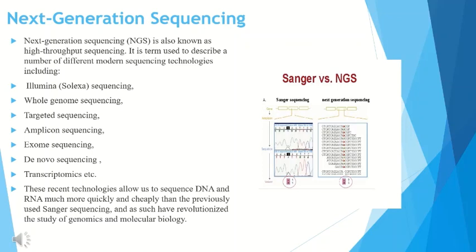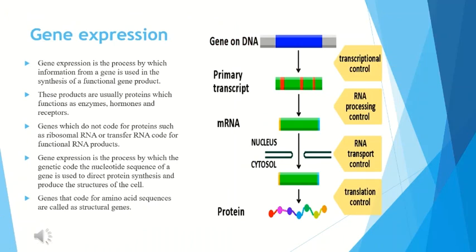These recent technologies allow us to sequence DNA and RNA much more quickly and cheaply than the previously used Sanger sequencing, and as such have revolutionized the study of genomic and molecular biology. Now we should know what gene expression is.